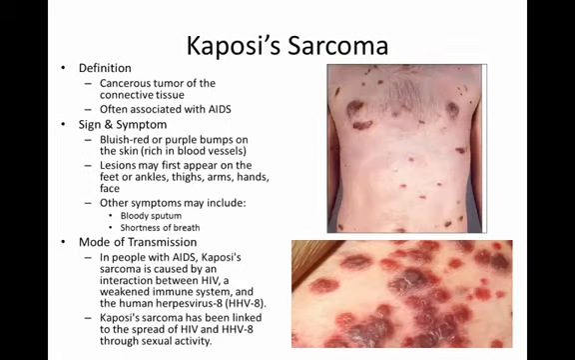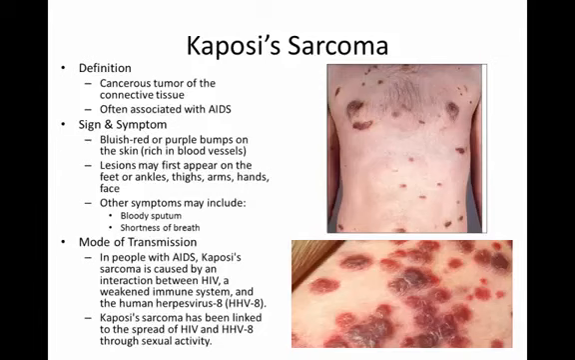The mode of transmission is prolonged exposure to UV, or ultraviolet, radiation, most commonly from sunlight or tanning beds or lamps. Kaposi sarcoma is a cancerous tumor on the connective tissue. It is often associated with AIDS. Signs and symptoms include blue, red, or purple bumps on the skin, which are rich in blood vessels. Lesions may first appear on the feet, ankles, thighs, arms, hands, or face.